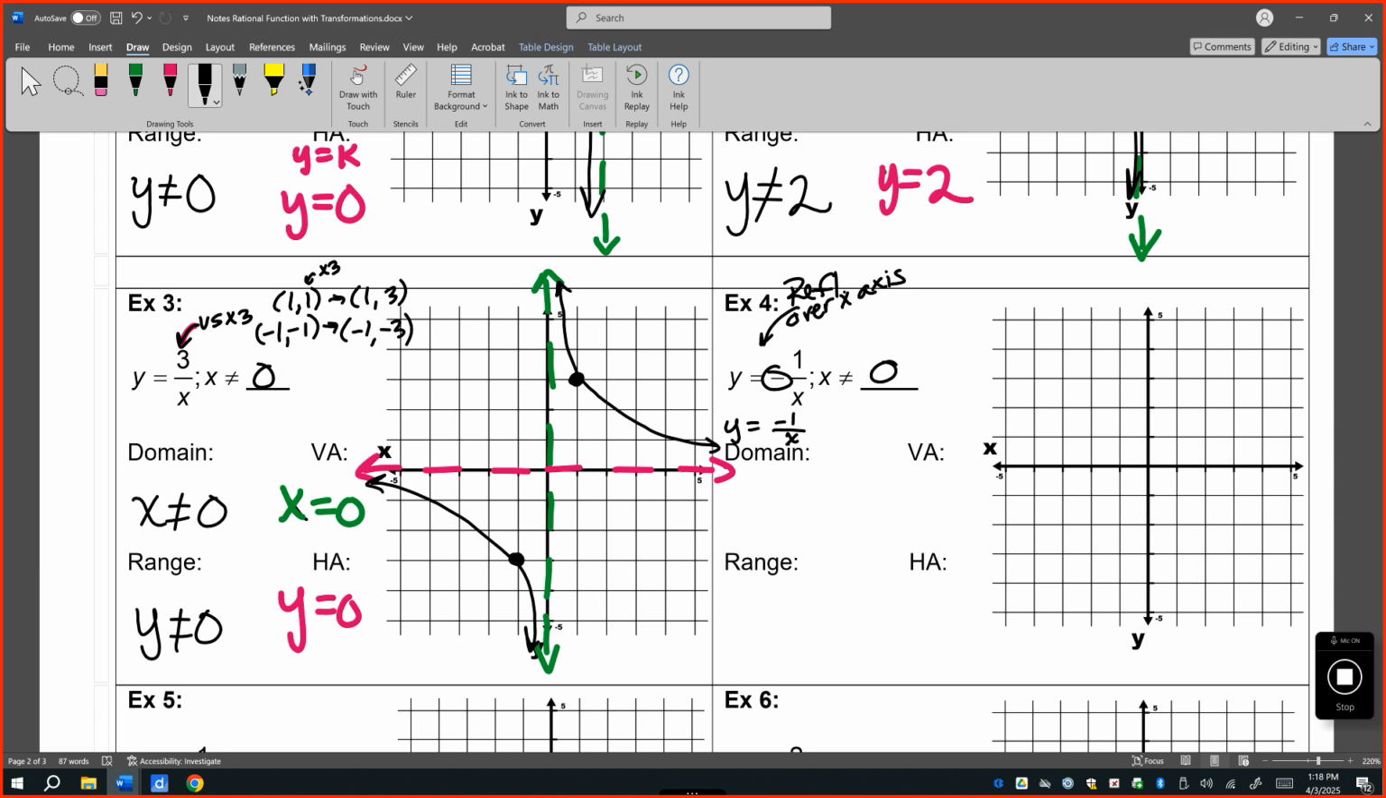Asymptotes, there's no h, there's no k, right? So our asymptotes are where they are by default, right? At x equals 0 and at y equals 0.